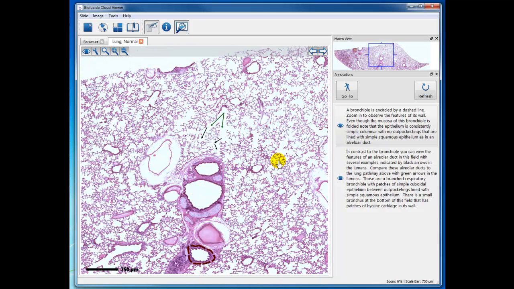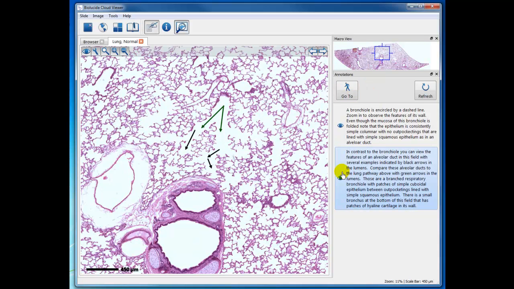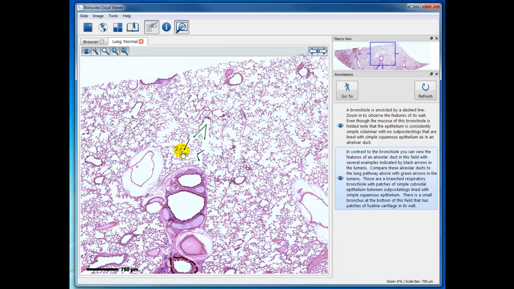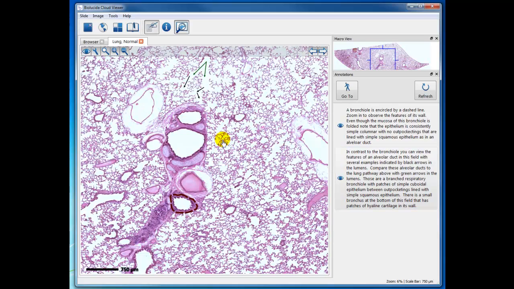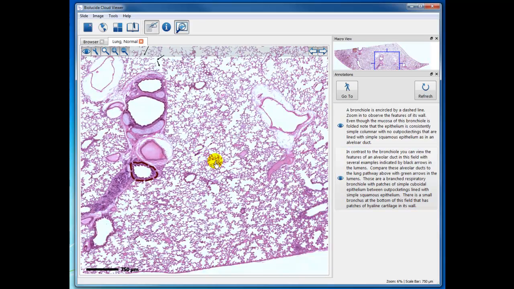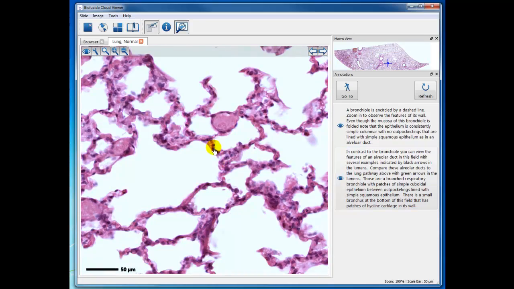And we provide also annotation for the respiratory bronchioles and alveolar ducts. So use this specimen to study those major structures, and then zoom in on the alveoli, where in this case the capillaries in the interalveolar septa are pretty much engorged with red blood cells.